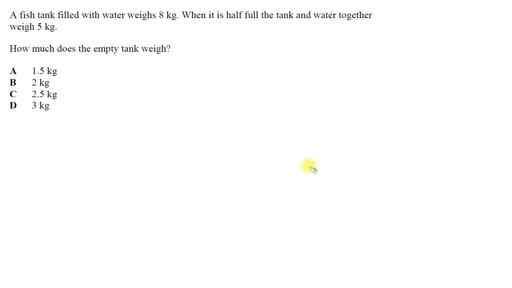Okay, we can make this question much easier to think about if we use some algebra. So let's start. A fish tank filled with water weighs 8 kilograms. So, the full amount of water, which is represented by FW, plus the weight of the tank itself is equal to 8 kilograms, which we know.